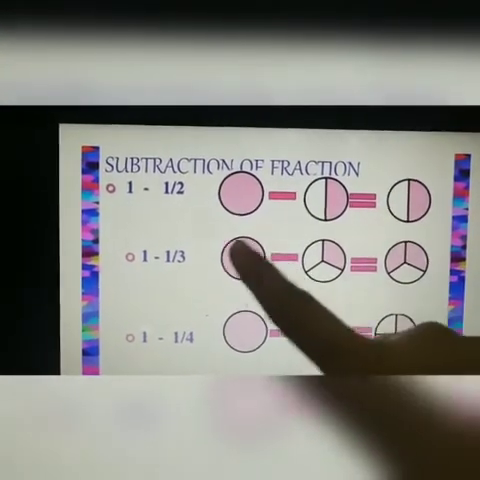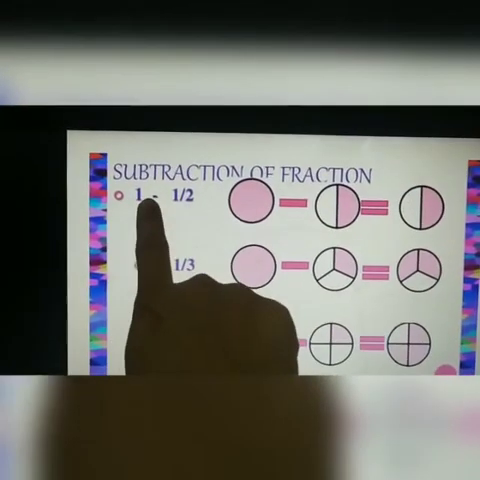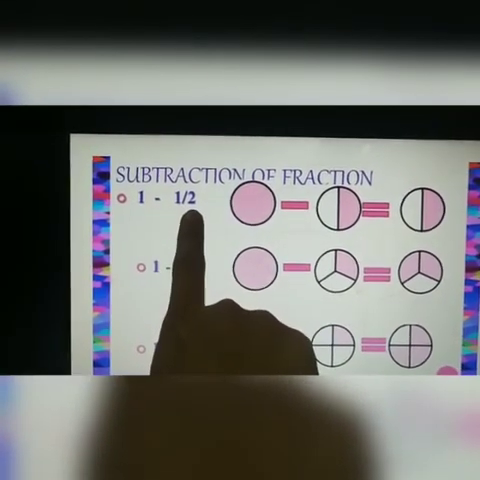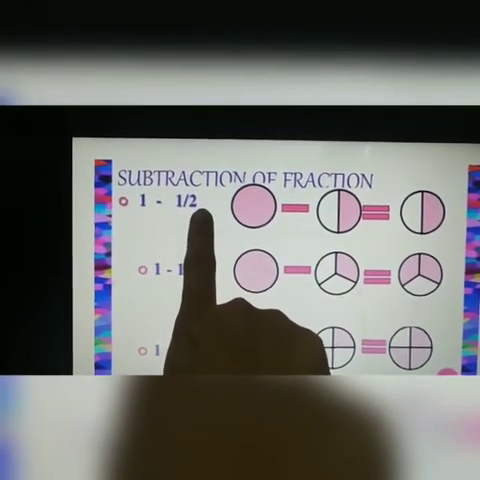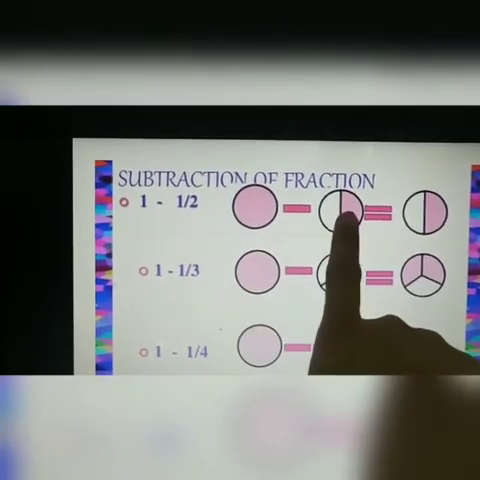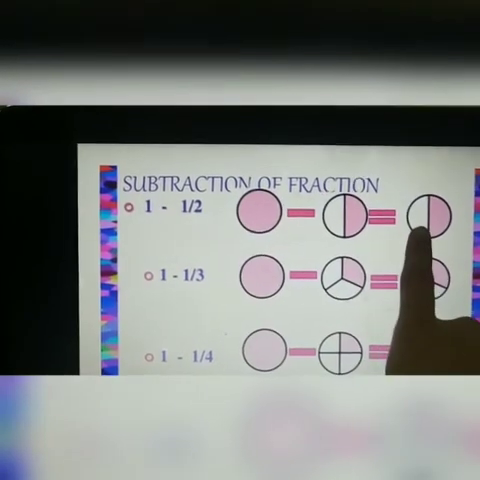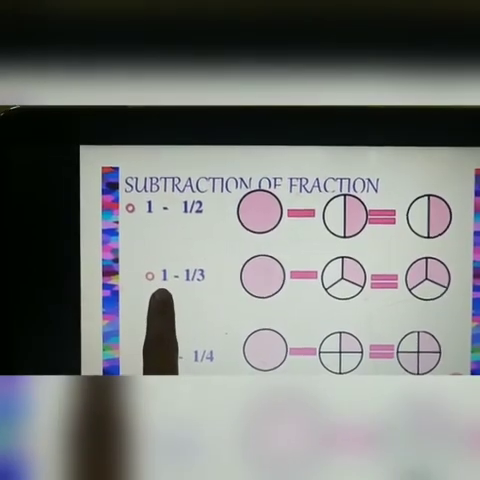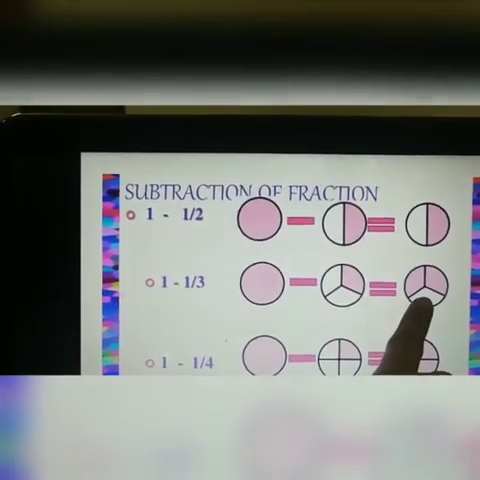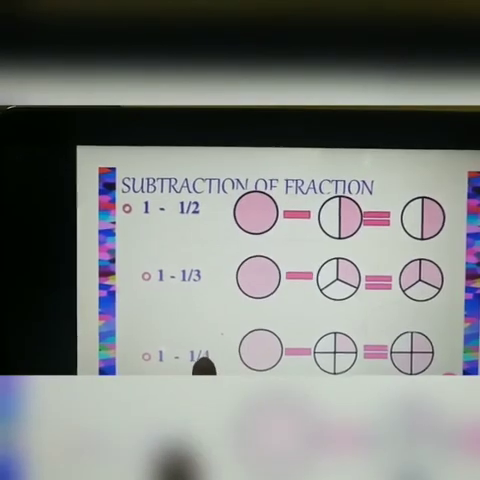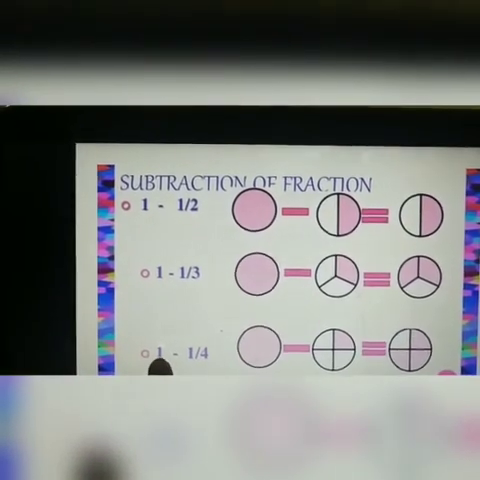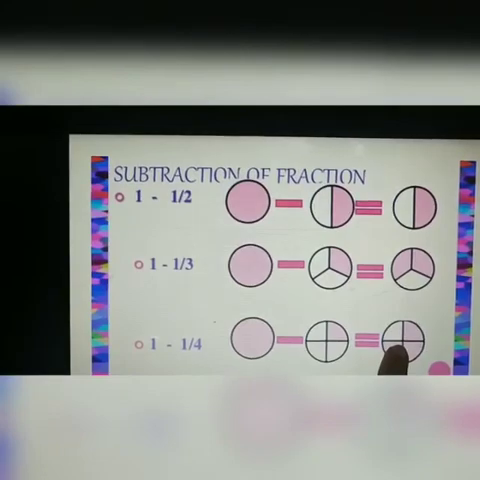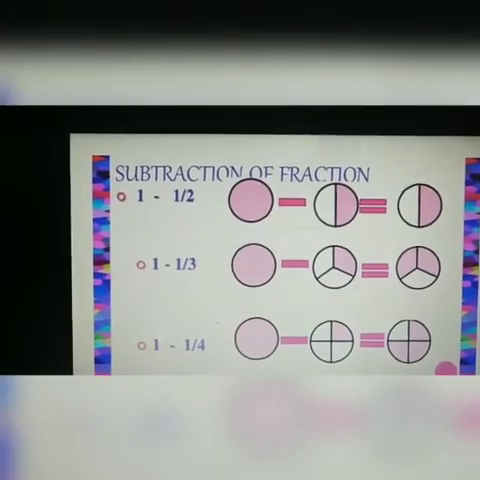Now we see subtraction of fractions. If we subtract 1 minus 1 by 2, that is, half is subtracted from the whole, so we get half. If we subtract 1/3 from 1 whole, we get 2/3. And if we subtract 1/4 from 1, we get 3/4. So students, this is the introduction of fractions and decimals.